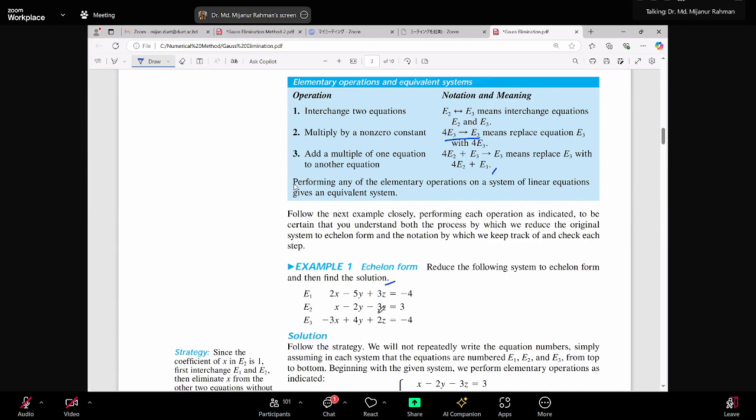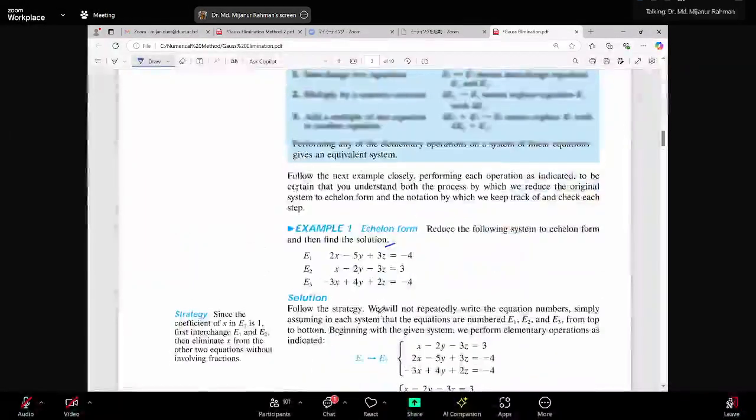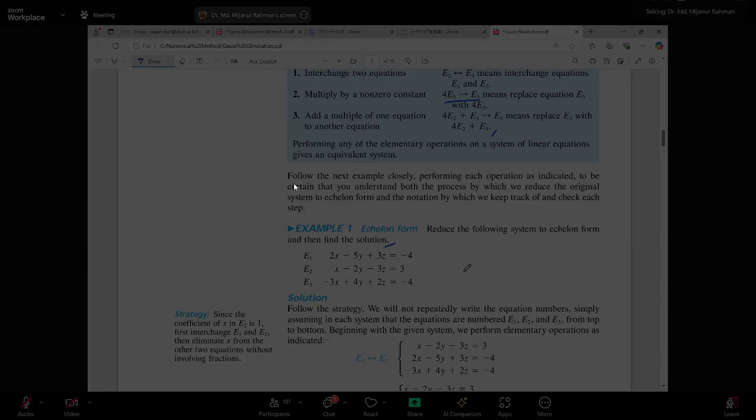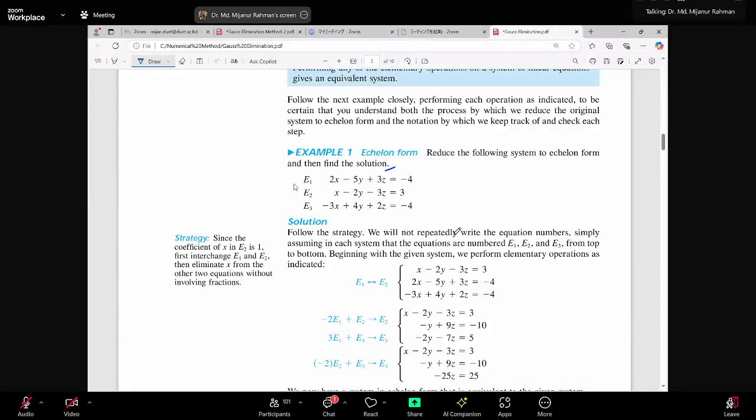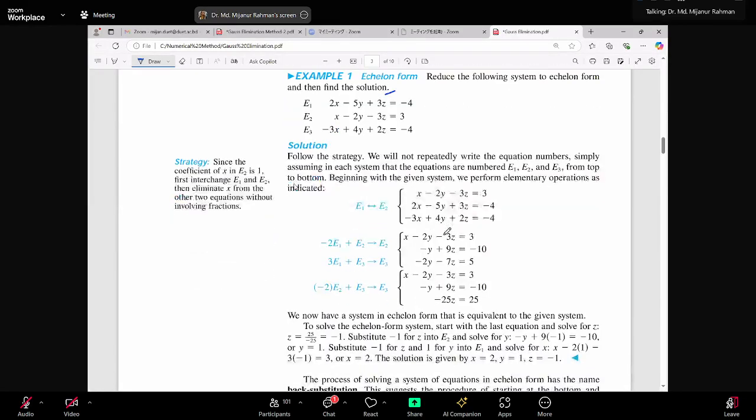So say these are three equations. We can identify them as E1, E2, and E3. So how can we apply our three concepts? First of all, the first one is the interchange method, or multiply with a non-zero constant, or multiply and interchange, or plus or minus. We can do it in many ways.